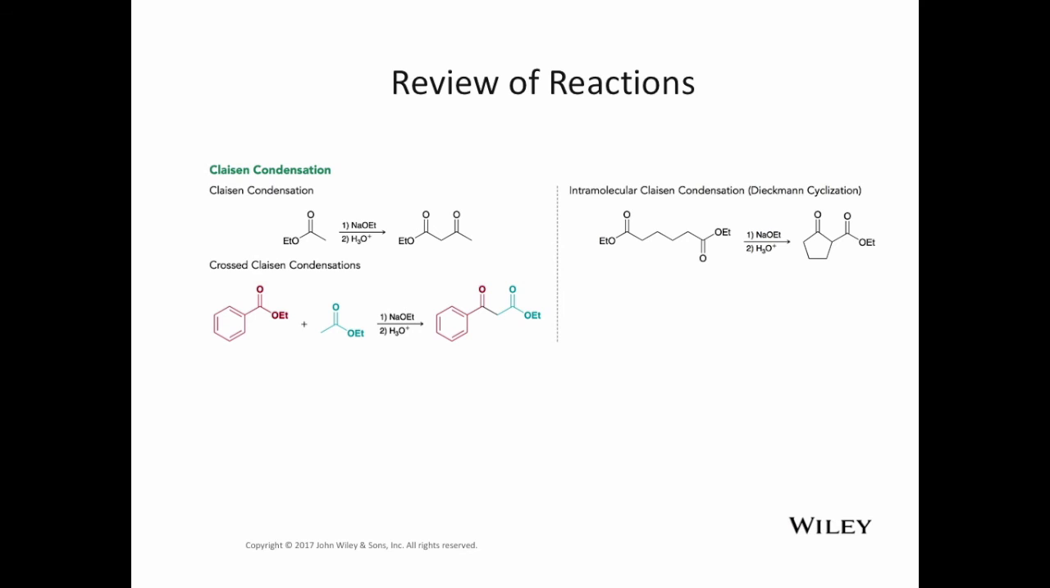We looked at the Claisen condensation, which ends up with a beta-keto ester shown here. So you have a keto group beta to the ester group. We looked at crossed Claisen, and those work best when one of the partners doesn't have any alpha protons. And then we looked at the intramolecular Claisen called the Dieckmann.